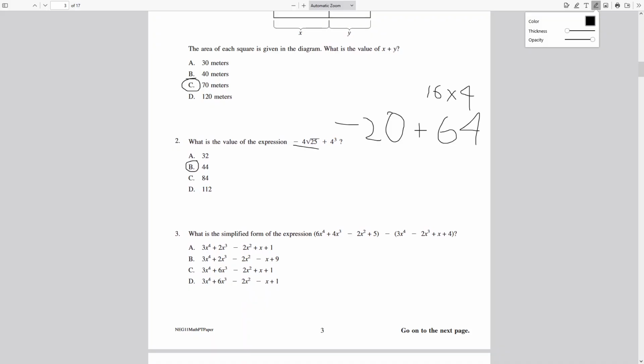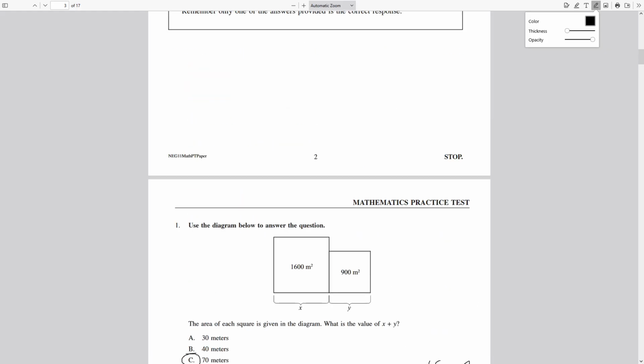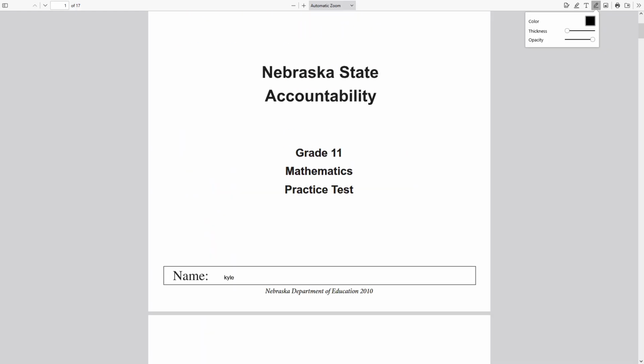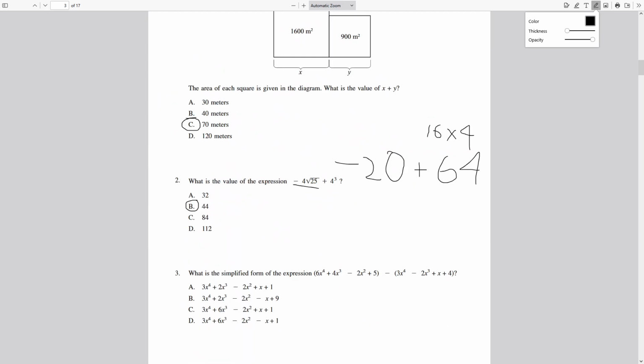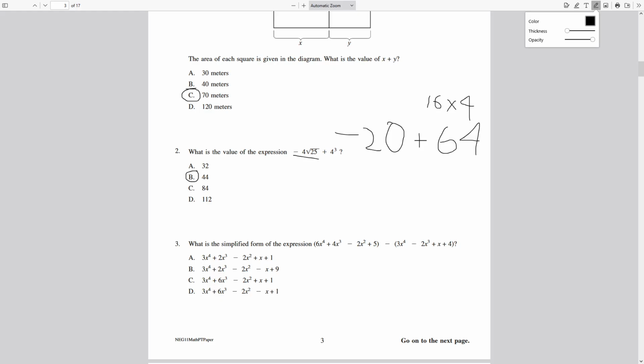Okay. What is the simplified form of the expression? How many questions are there? Oh, no. I didn't check how many questions there are. Okay, I'm going to go up to 20. Maybe. I'll go up to 10. I want this boring. What is the simplified form of the expression?